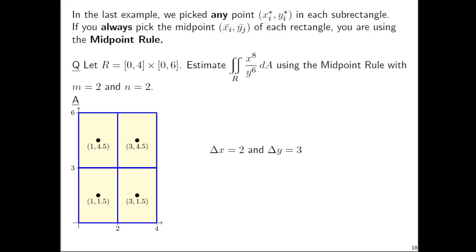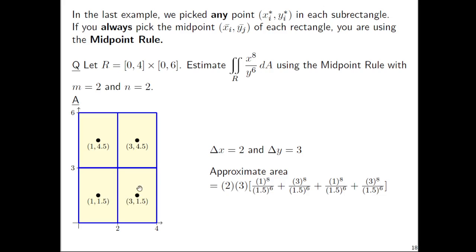The width in the x direction is 2 for each subinterval. The width in the y direction is 3 for each subinterval. The approximate area is 2 times 3 times. So we had just factored out the delta x and the delta y, right? So the approximate volume is we just need to compute x to the 8th over y to the 6th at each of these 4 points.